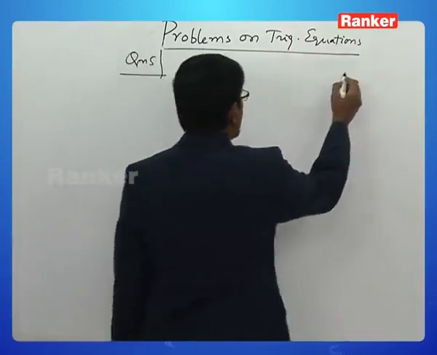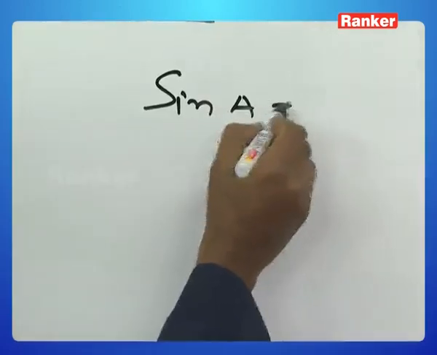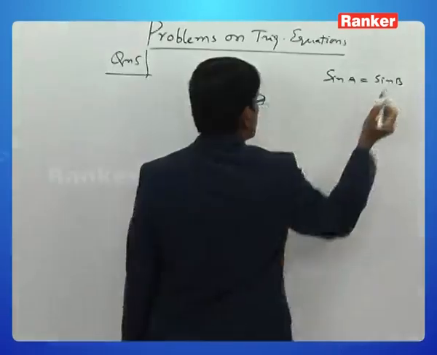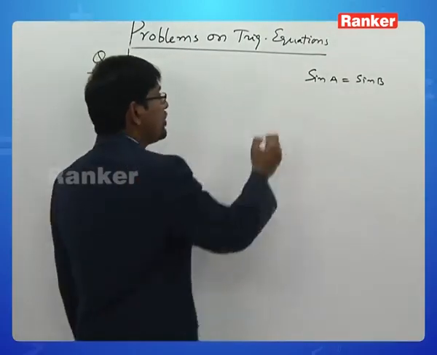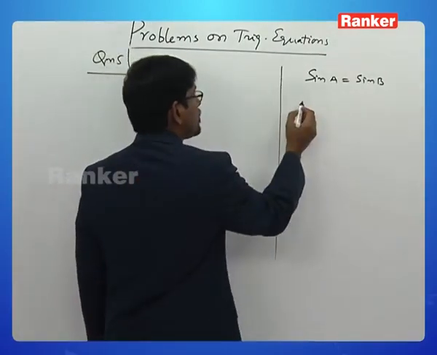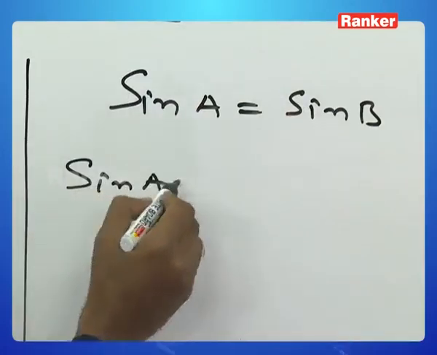Now we are given sin A is equal to sin B. Now from here, sin A minus sin B is 0.